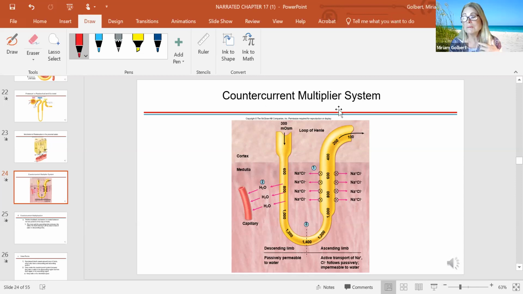That's what it's called multiplier, because it's so many times that we do this little pathway of coming down the descending, up the ascending. Why do we call it countercurrent? Because on one side, the descending limb comes down, the fluid, and on the other side, in the ascending limb, the fluid goes up. So that's what the name comes from, countercurrent. They're going in opposite direction.